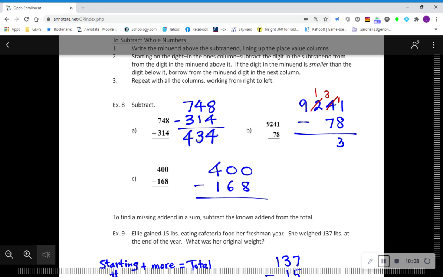You take away one of the hundreds and bring it over here. So 13 take away 7 is 6. And then 1 take away the blank. The blank is a 0. And 9 take away blank. So 9,063.